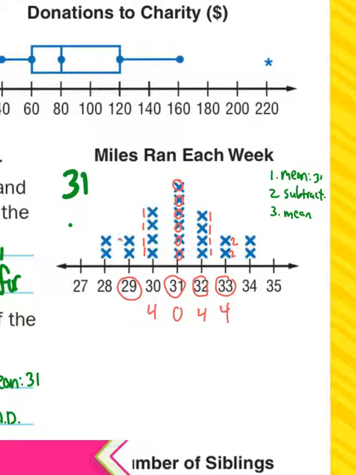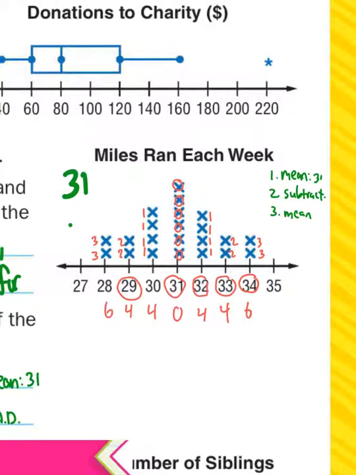Same thing over here, 31 minus 29 is 2, 2 and 2 is 4. And the last I'll get the 34. So 34 minus the mean of 31 is 3, so each one of these is 3. And since it's symmetric, the left side, each one of these will be 3. And 3 and 3 is 6.